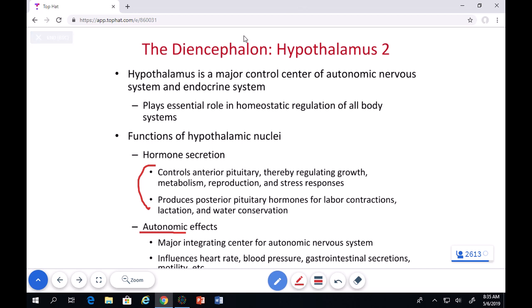We're also going to regulate heart rate, blood pressure, the movement of secretions within our gastrointestinal tract, and just the movement of substances throughout our body. Part of that is going to be the vasoconstriction of the blood vessels or peristalsis within the digestive tract.